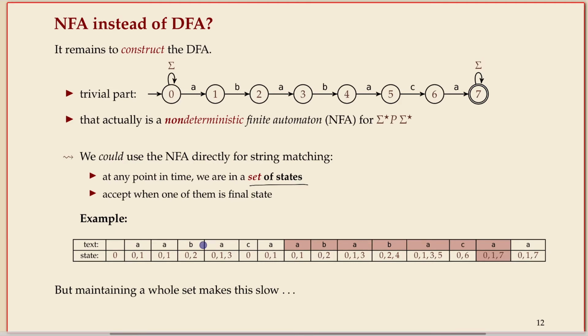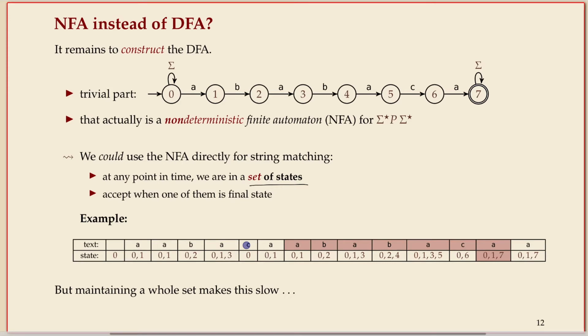If I now read a B, things get slightly more interesting. I can stay in state 0, but for the parallel universe where I was in state 1, I now move on to state B, state 2. And from there on, we get another branch. So if I'm in 0, 2 and I read an A, from state 2 I can go to state 3, that's great. From state 0 with an A, I branch into 1 and 0. So I'm now in 3 states, 0, 1, and 3.